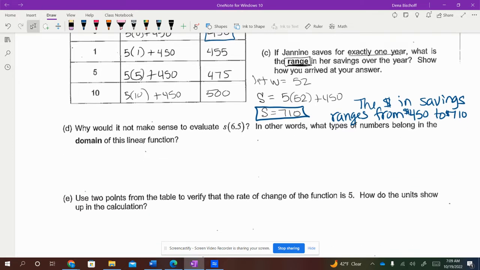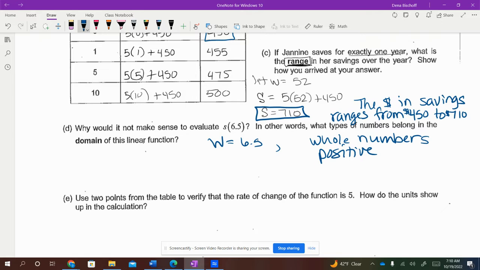Why would it not make sense to evaluate S at 6.5? Meaning, why can I not let the number of weeks equal 6.5? Well, it's because we're only depositing money one time a week, and we're depositing it at the beginning of the week, right? So we can't do half of a week. We're doing whole weeks. So we need to have whole numbers as our input. And we need to make sure that these numbers are positive because we aren't putting in for negative weeks.